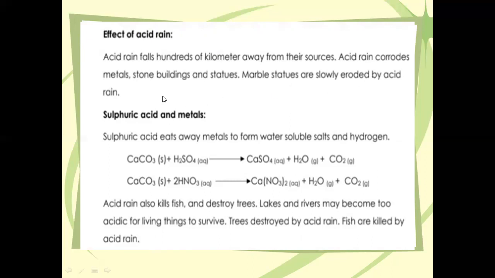So acid rain, actually the sulfuric acid and nitric acid which are present in acidic rain, they react with the marble or stone buildings or with metals, and then they convert. You can see these chemical reactions when sulfuric acid reacts with metal. So sulfuric acid reacts with metal, or in other words, you can say sulfuric acid eats away metals to form water soluble salts and hydrogen.